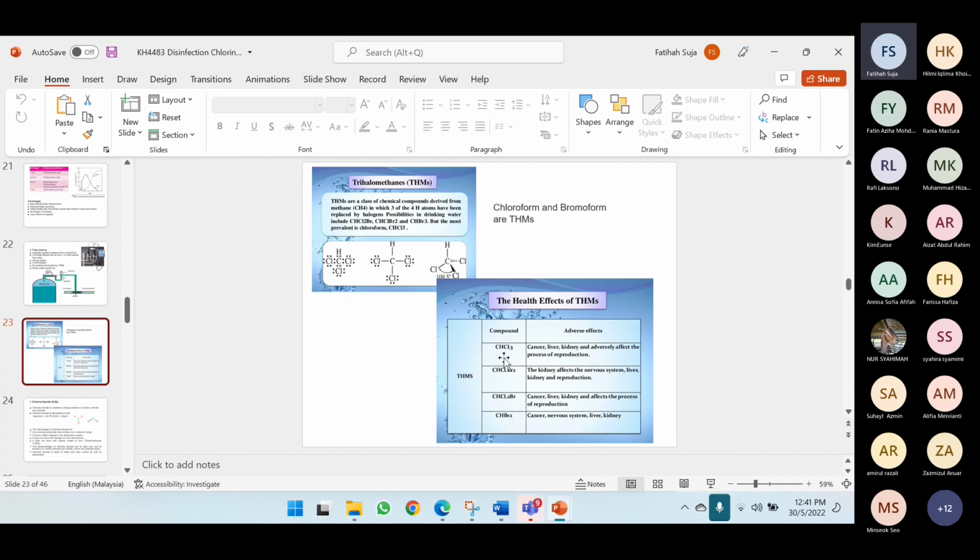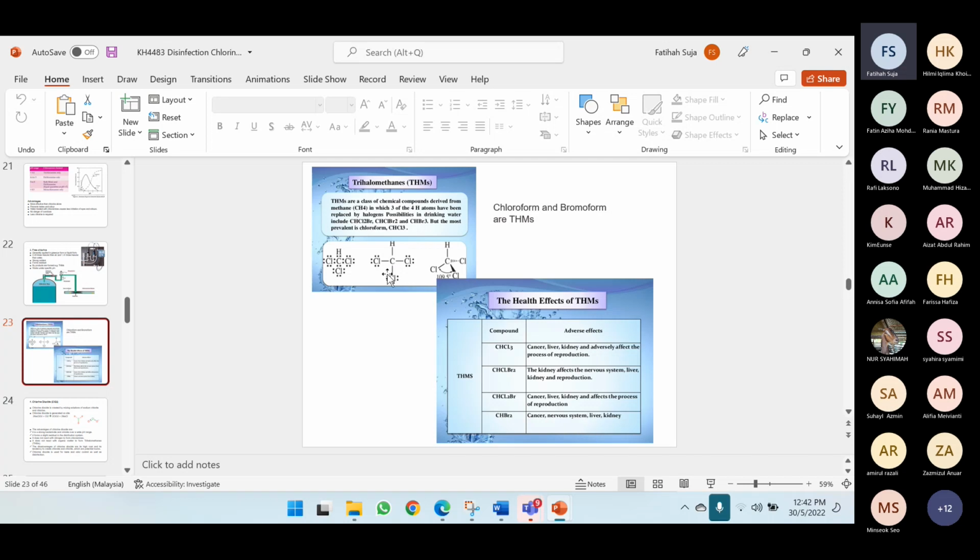If you have chloroform, the adverse effects are cancer, liver, kidney, and it adversely affects the process of reproduction. If you have bromoform, it affects the kidney, nervous system, liver, and reproduction. If you have dichlorobromomethane, cancer, liver, kidney, and it affects the process of reproduction. And CHBr2, cancer, nervous system, liver, and kidney.